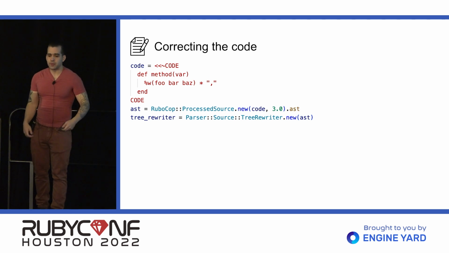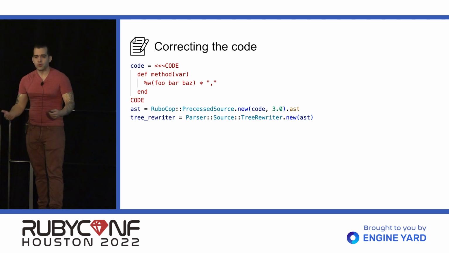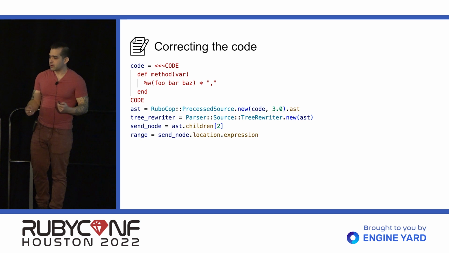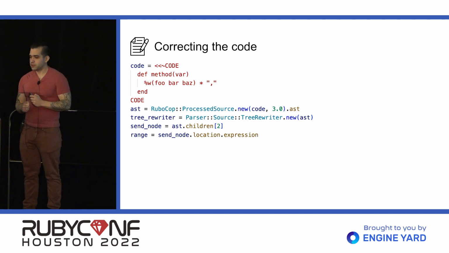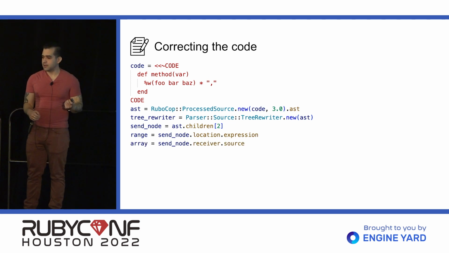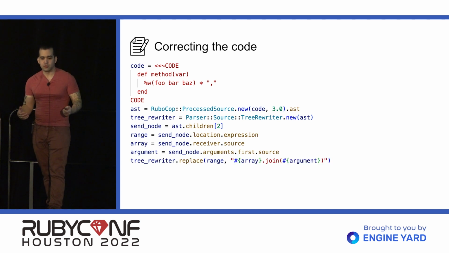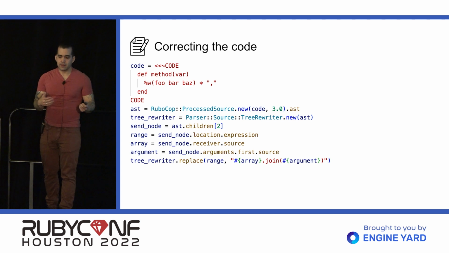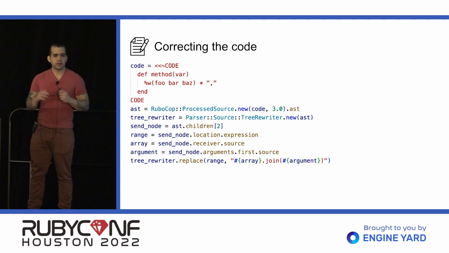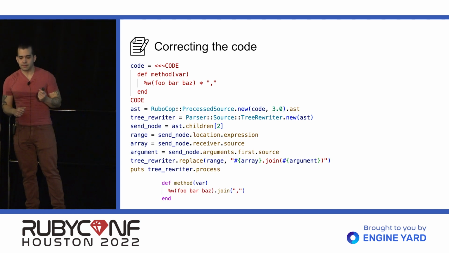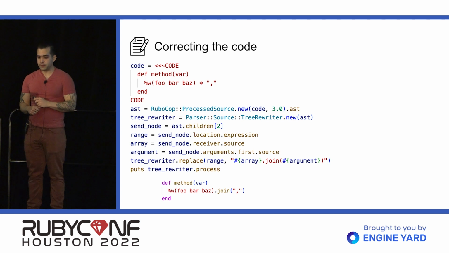Putting this all together, we can get something like this, where we set up our code, we set up our tree rewriter, we focus on that send node specifically, and we grab the location of that send node using that location.expression. We can get the source array, we can get the source arguments, and we can call this replace method to wrap this array with this join that wraps the argument. And from here, we can have the tree rewriter process it, and we end up with this rewritten method exactly the way we wanted it.